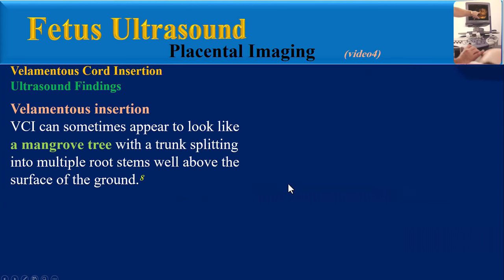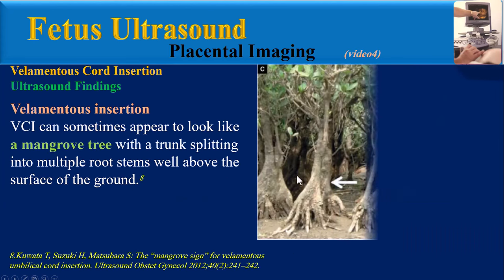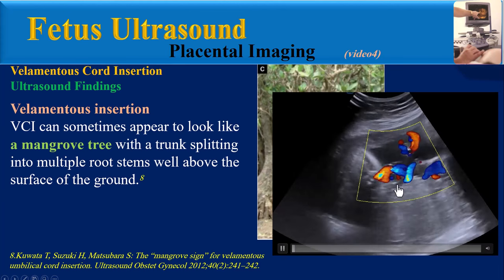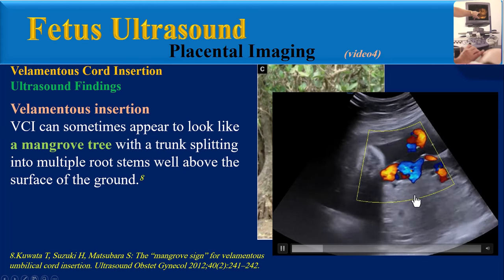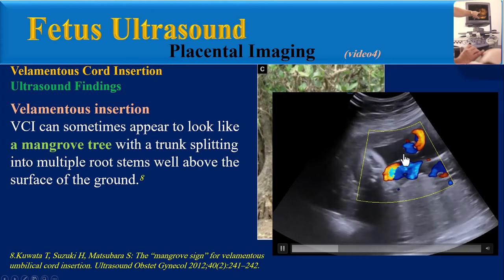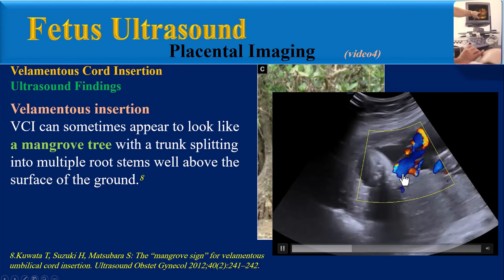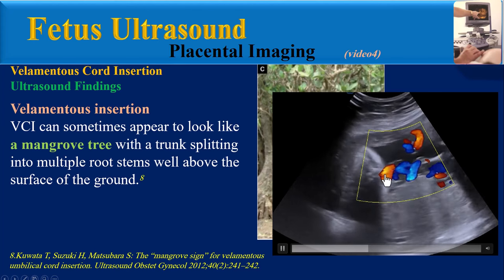It can sometimes appear to look like a mangrove tree with a trunk splitting into multiple root stems well above the surface of the ground. As you can see in this clip, the insertion of the umbilical cord trunk is outside the placental mass, and we have multiple branching of the umbilical cord outside the placental mass.